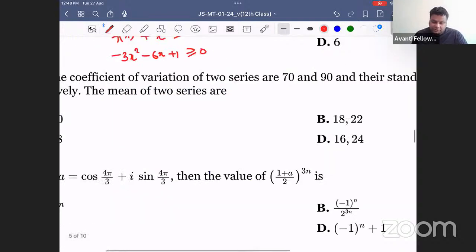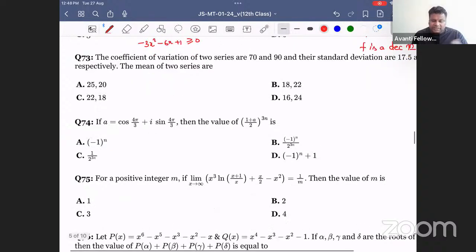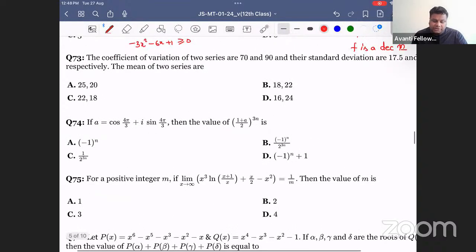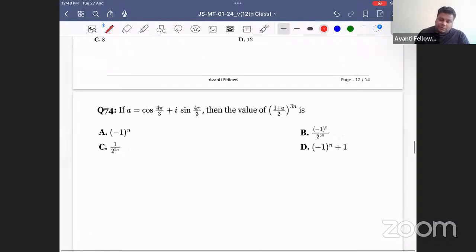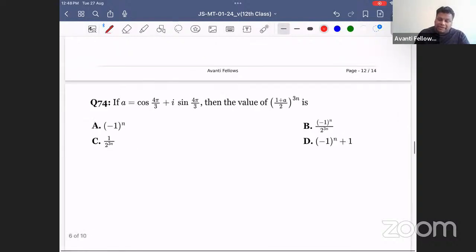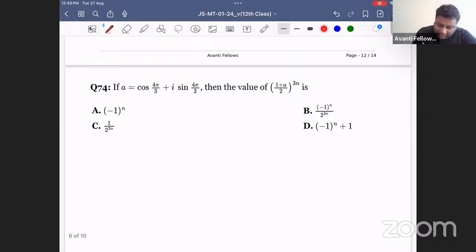All right. Now see this question, 74. 73 is a formula based question. You can do it. A is cos 4 pi by 3 plus iota sine 4 pi by 3.